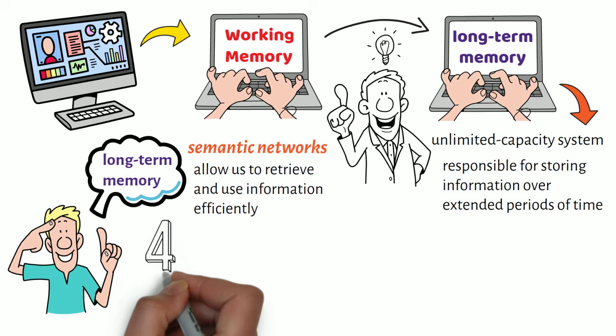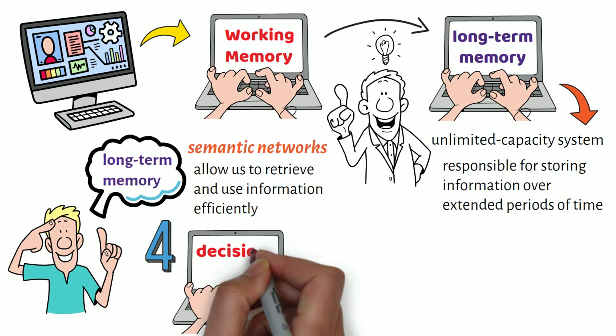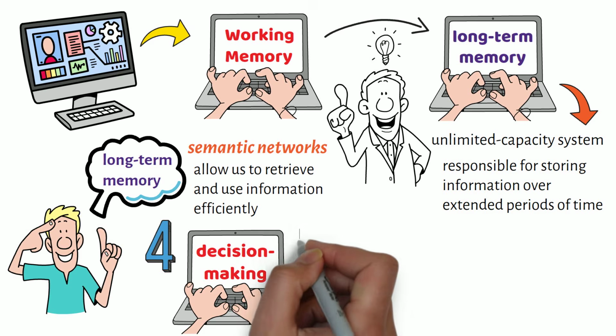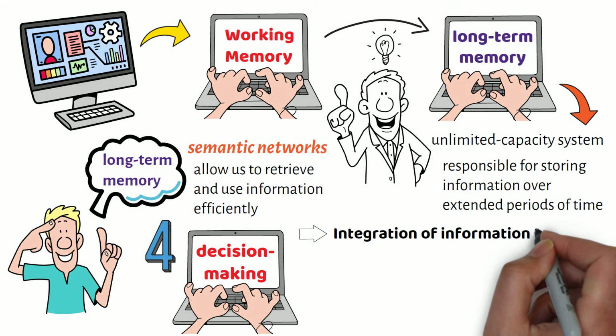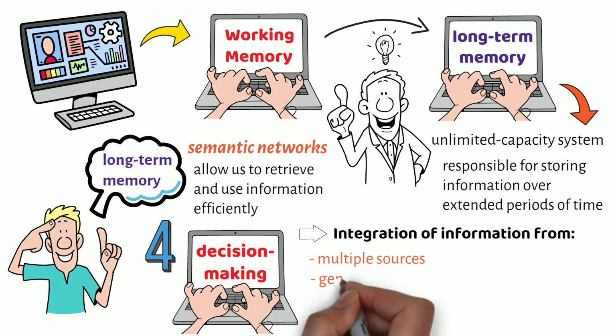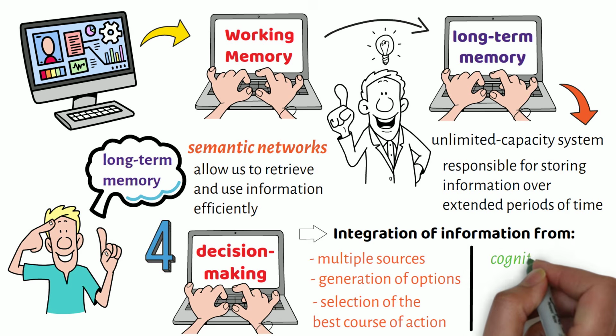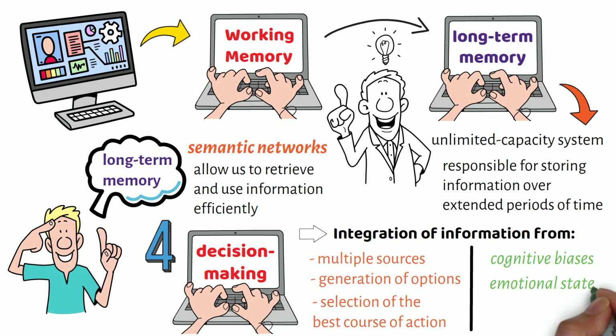The final stage of information processing is decision-making. Decision-making involves the integration of information from multiple sources, the generation of options, and the selection of the best course of action. Decision-making is influenced by a variety of factors, including cognitive biases, emotional states, and environmental cues.